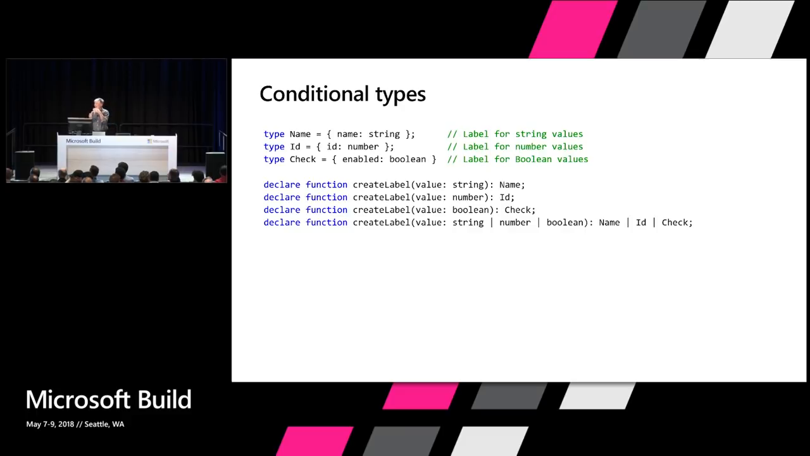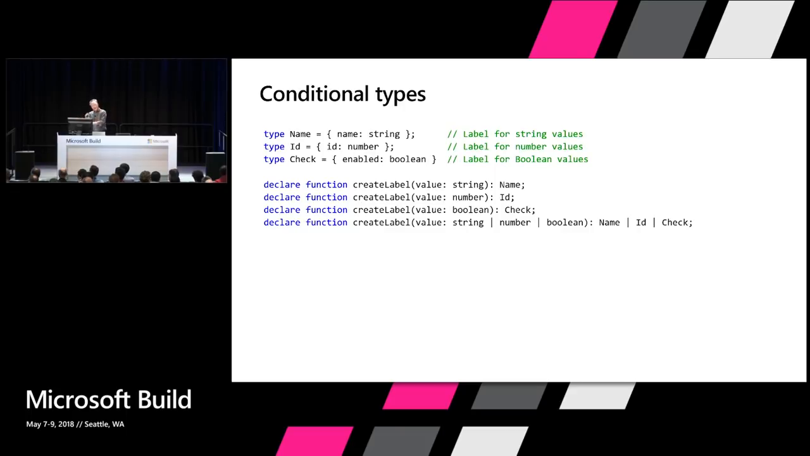Well, now I would have to write a whole bunch of overloads. I'm sure some of you have written overloads like this, where, hey, if you give me a string, then you get back a name, and if you give me a number, you get back an ID, and if you give me a Boolean, you get a check. But then, of course, you might give me something that is string or number or Boolean, in which case you get one of the others.